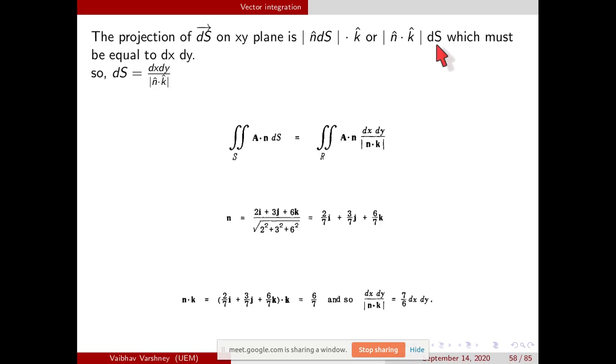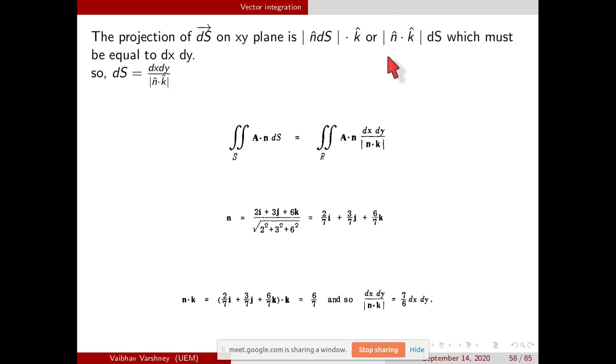And since we are projecting this element on the xy plane, in the xy plane what will be the area element? Can anyone tell me what the area element in the xy plane is? If I am projecting any element, the ds area element, on the xy plane, one small element, what will be its area exactly in the xy plane? If the length of the element which I am projecting is dx, length into breadth, dx into dy. Exactly.